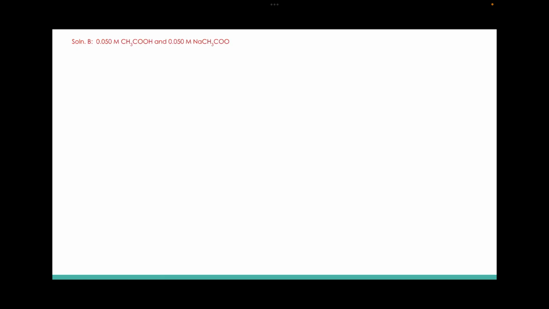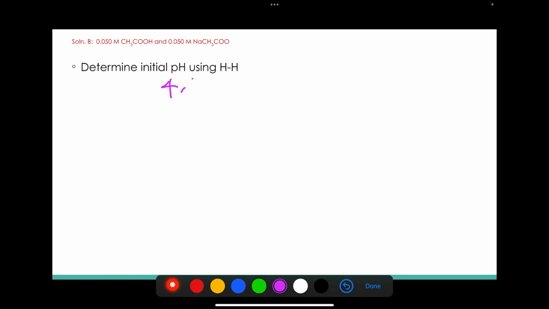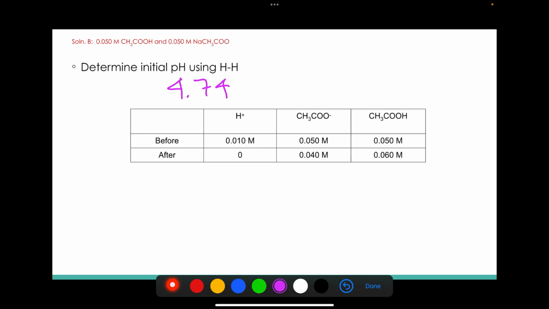Now let's consider what happens when we add that same amount of HCl to a buffer system that has much less HA and A-. We start again by considering our initial pH, which is still going to be 4.74 because the ratio of HA and A- is still the same. Now let's consider the shift that we make. Again, we're adding 0.010 moles of H+, therefore we're going to decrease the conjugate base by that much, and we're going to increase the conjugate acid by the same amount.